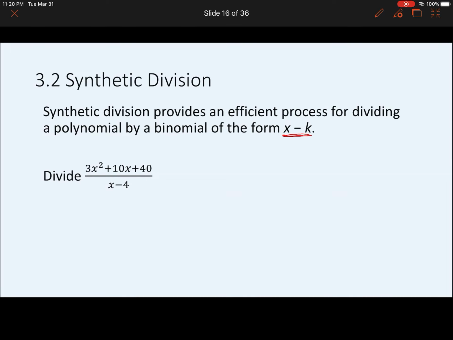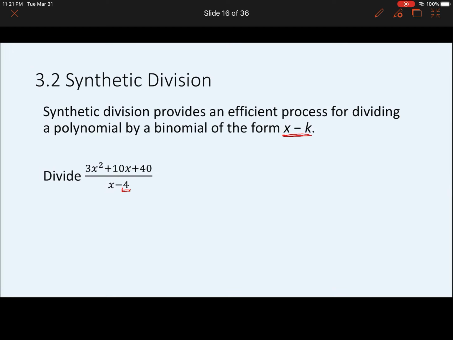So we're going to be getting section 3.2, talking about synthetic division today. And synthetic division is a way to divide a polynomial by a binomial if it is in the form x minus k. So x minus some number, x minus 2, x minus a negative number. So if we want to divide a polynomial by that x minus k, then synthetic division is going to allow us a very easy process to do that.